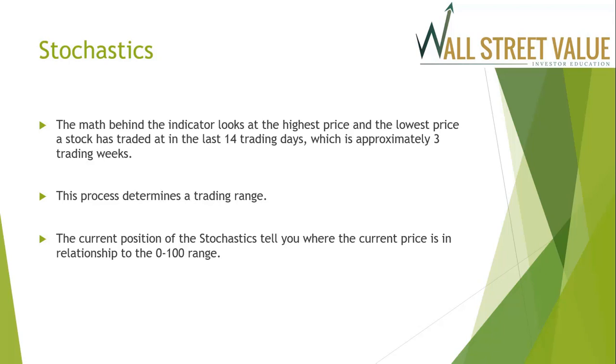The math behind the indicator looks at the highest price and the lowest price the stock has traded in the last 14 trading days, which is approximately 3 trading weeks. This process determines a trading range. The current position of the stochastics tells you where the current price is in relationship to the 0 to 100 range.